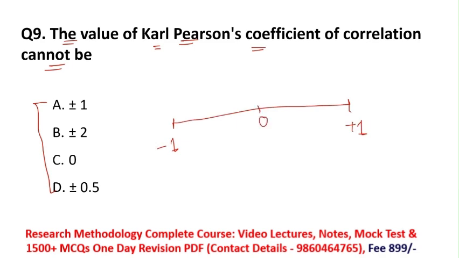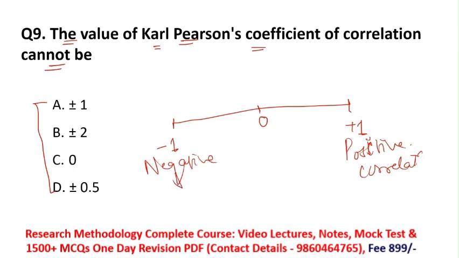So -1 to +1. Here, what are the values which they have given us? +1 and -1. +1 means what? The positive correlation between the variables, perfectly positive. Okay, and -1 means what? Perfectly negative correlation between the two variables.